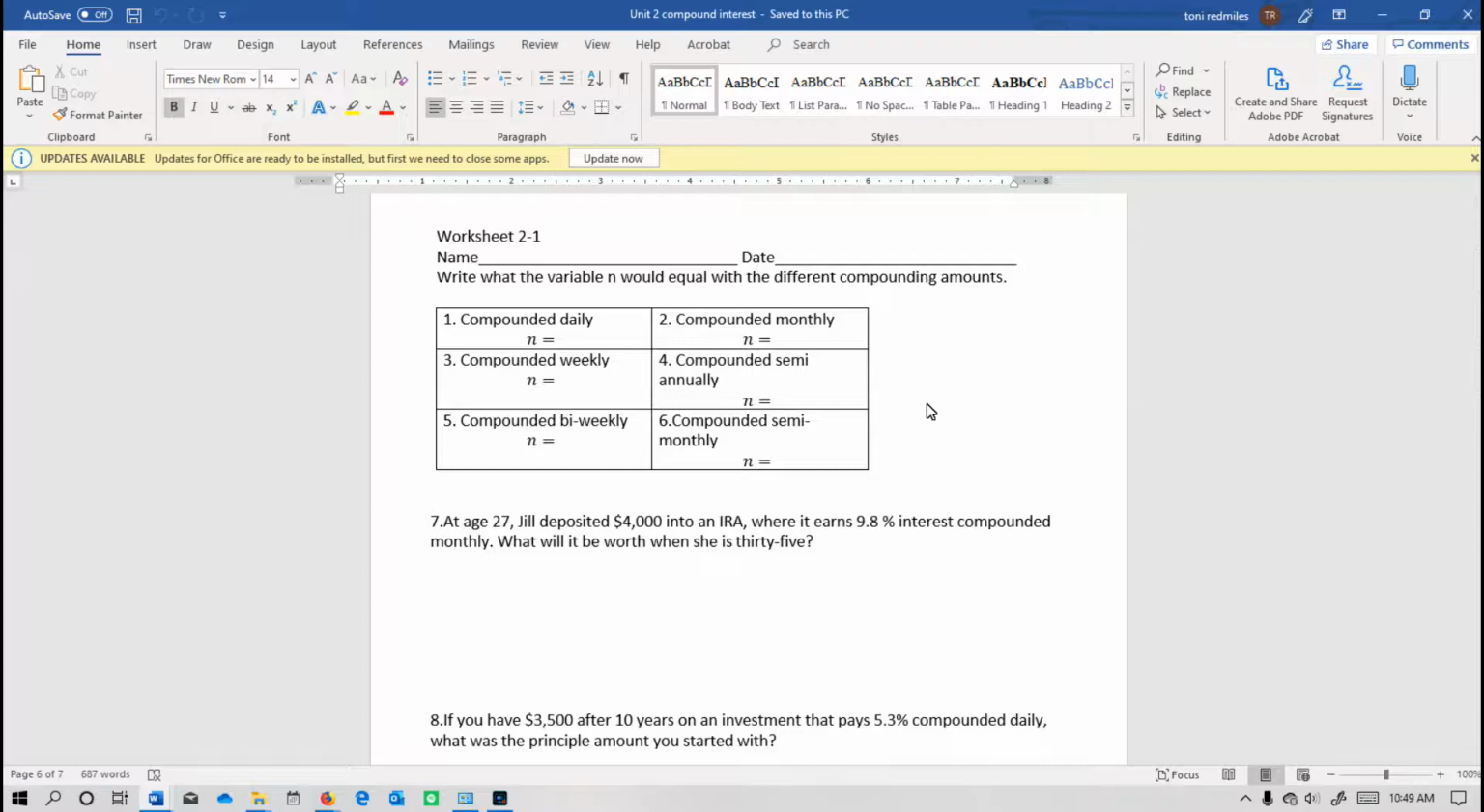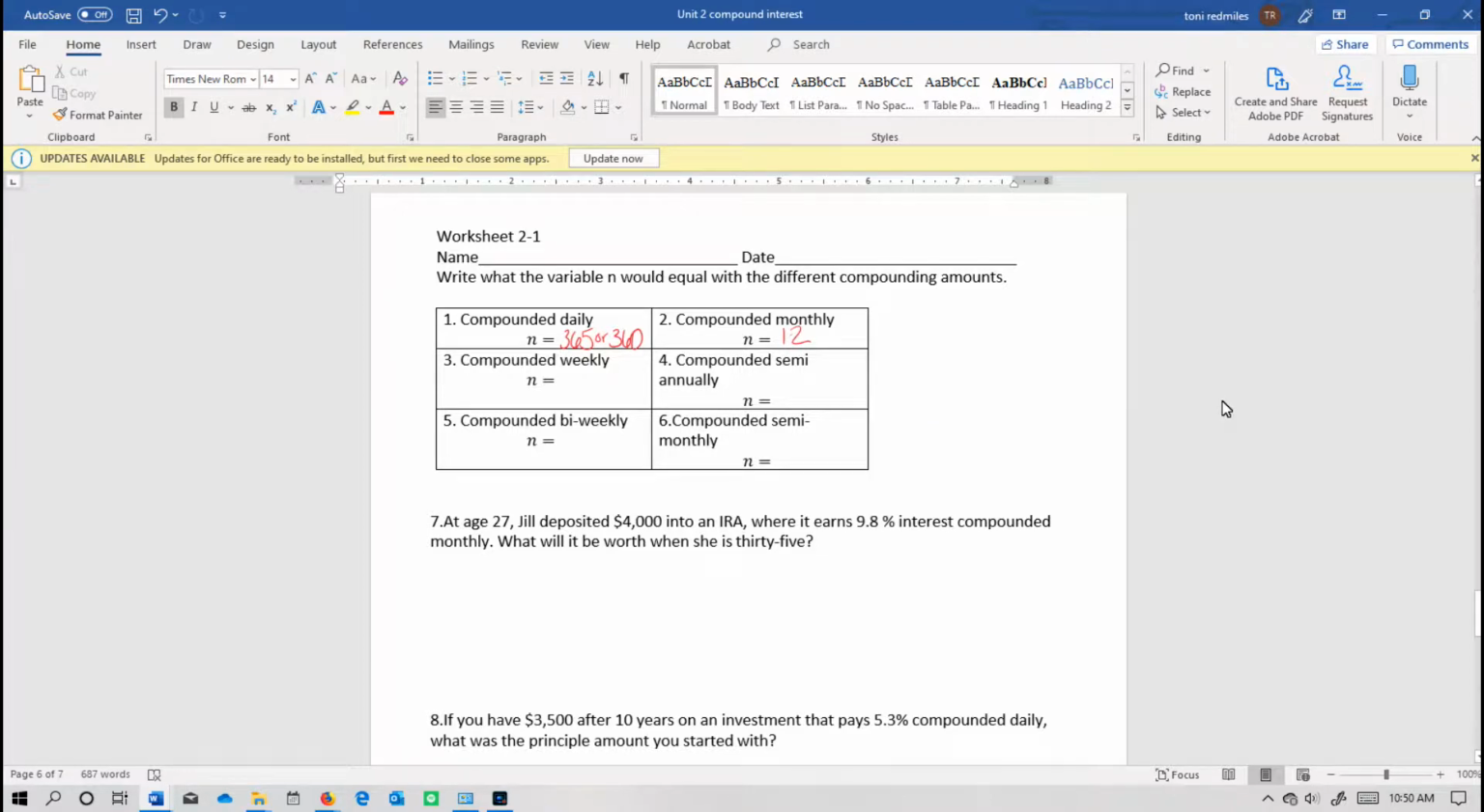Well, if I compounded daily, in 1 year I would compound 365 times. Now, if you put 360, remember we talked about banking days versus regular days? That would be all right as well. I would take that answer. The second one says compound monthly. If I compounded monthly, I would compound 12 times in a year because there are 12 months in a year.